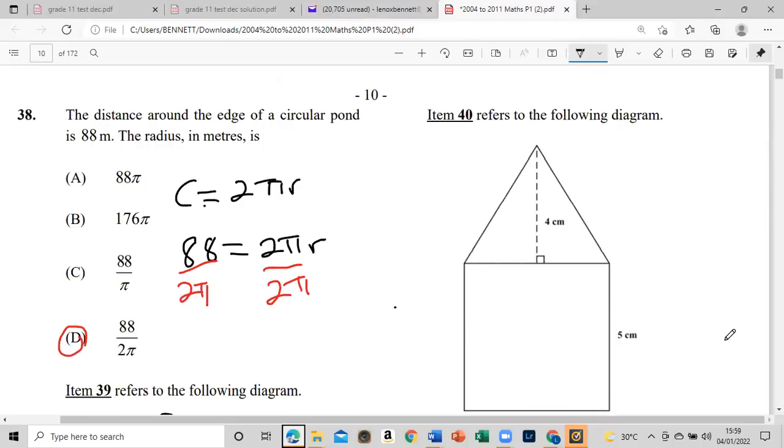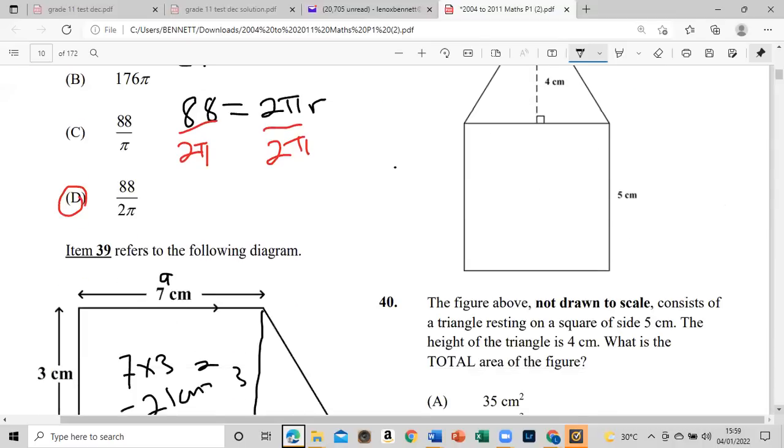Alright, 40 refers to the following diagram. This is our 4, this is our 5, this is our 4. The figure above, not drawn to scale, consists of a triangle resting on a square. Okay, so it's a square, so this is a 5, all of this is 5 also. A square has all 4 sides equal. The height of the triangle is 4. What is the total area of the figure?